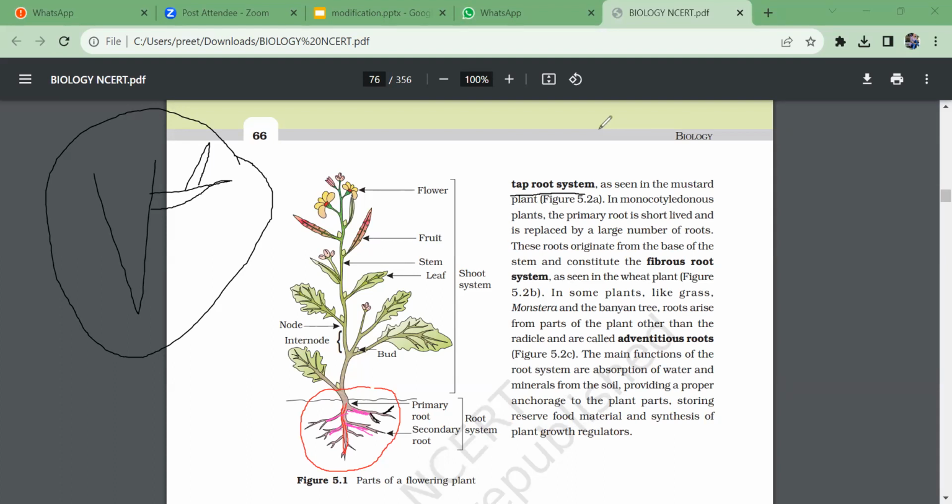And when there is primary root, secondary root, tertiary root, like this kind of arrangement, I call it as taproot. Clear, everybody? Pune people, are you all getting it? Yes, ma'am. Then why didn't you all answer? Okay.